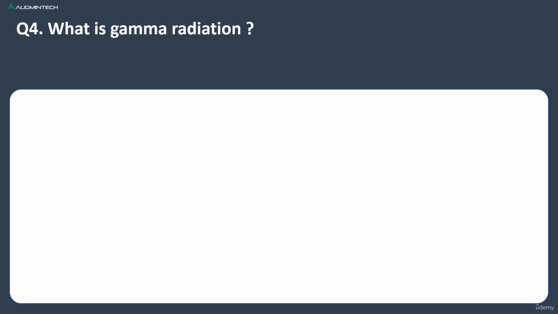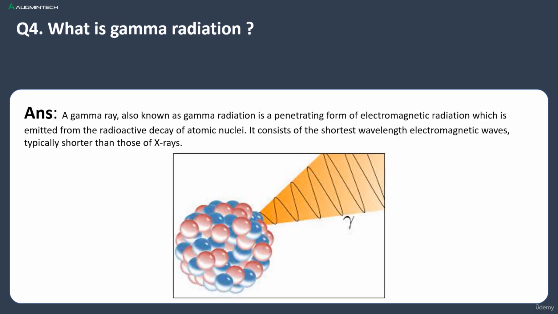The next question is, what is gamma radiation? A gamma ray, also known as gamma radiation, is a penetrating form of electromagnetic radiation which is emitted from the radioactive decay of atomic nuclei. It consists of the shortest wavelength electromagnetic waves, typically shorter than those of X-rays. In a radioisotope, if after the emission of an alpha or beta radiation, the nucleus still has some extra energy, then gamma radiation is emitted. Gamma radiation is highly penetrating and it is like X-rays in its properties.